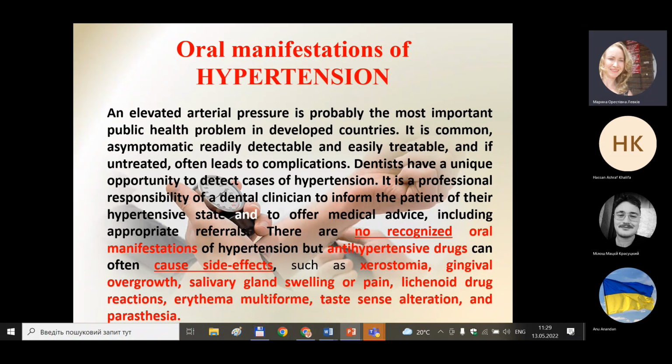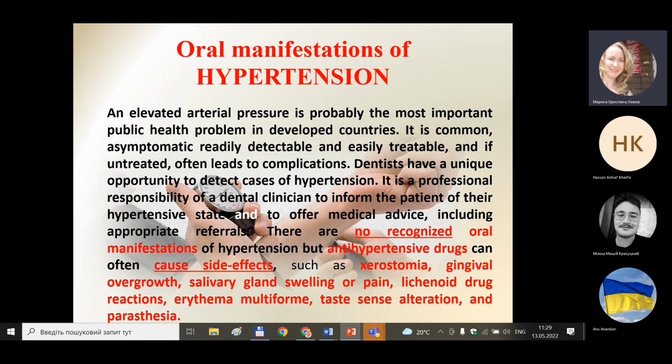Dentists have a unique opportunity to detect cases of hypertension. It is a professional responsibility of a dental clinician to inform the patient of their hypertensive state and to offer medical advice, including appropriate referrals. There are no recognized oral manifestations of hypertension.